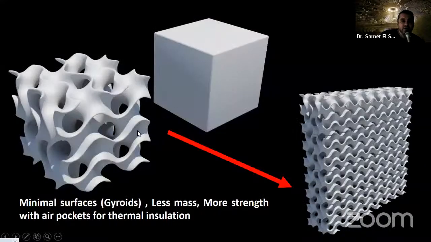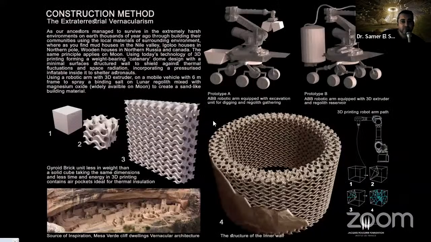And by applying the same principle, I started building the first prototype of a wall using a modular cube of the gyroid unit, with other experiments conducted to form a circular formation using two kinds of prototypes. The first prototype uses the ABB robotic arm, the excavator, which will be digging and storing the regoliths and filtering them, and then prototype B, which will be equipped with a 3D extruder and a high energy source to fuse layers of building.